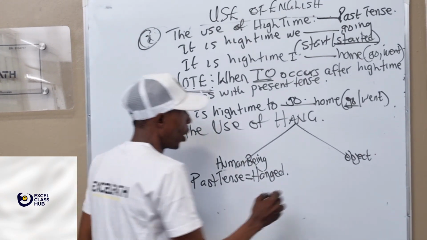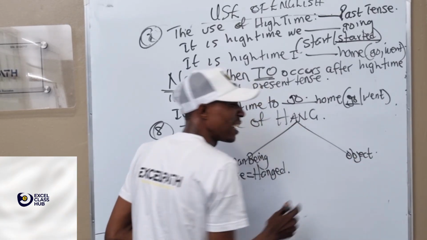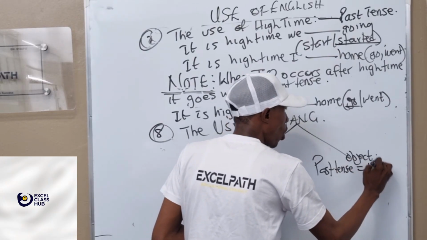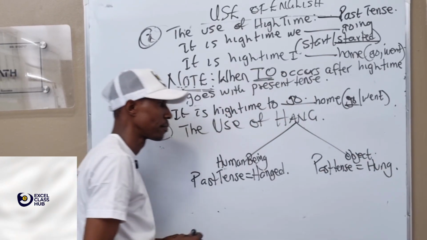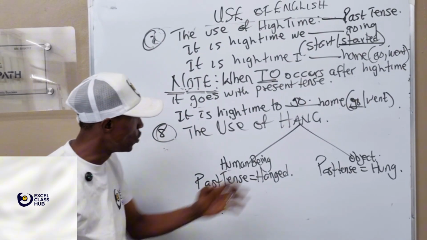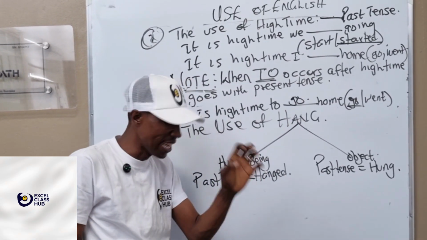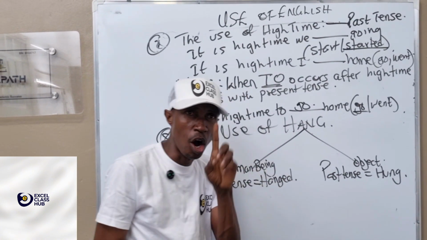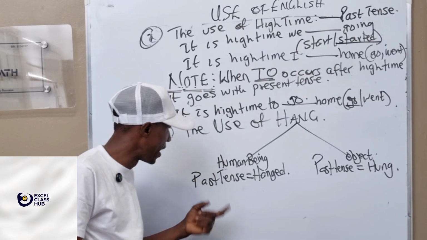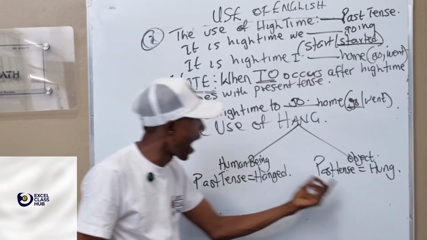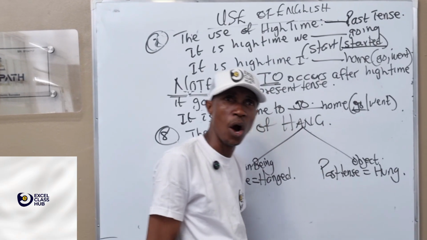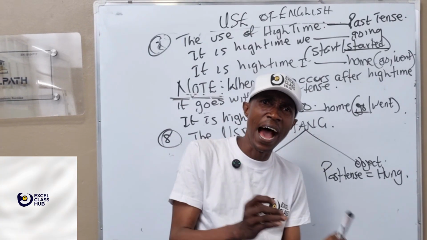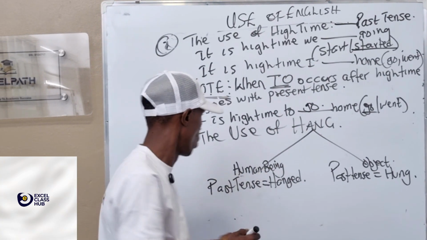Equals hanged. But when hang is related to an object, the past tense equals hung. Take note of this. The use of what? Hang. We said it's classified into two. We have for human being and for what? Object. For human being, the past tense is what? And for object, the past tense is what? So when a question is given, identify if it is human being and if it is what? Object.